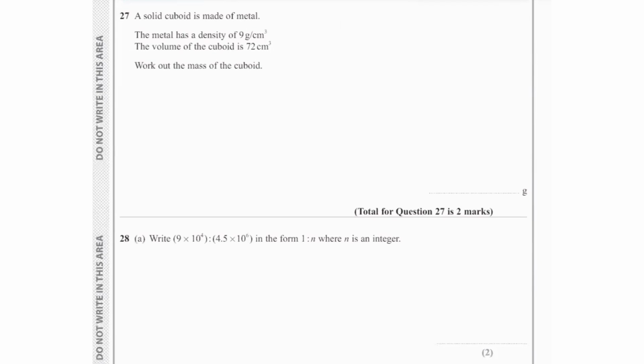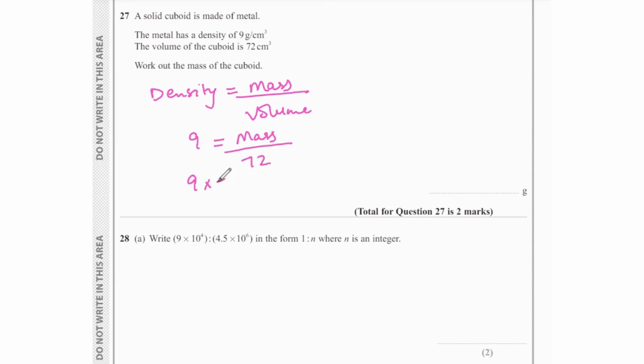Question 27 says a solid cube is made of metal. The metal has a density of 9 grams per cubic centimeter, and the volume of the cuboid is 72 cubic centimeters. Work out the mass. Density equals mass over volume. Density is 9, mass is what we have to calculate, and volume is 72. So 9 times 72 gives us the mass, which is 648 grams. That is your mass.